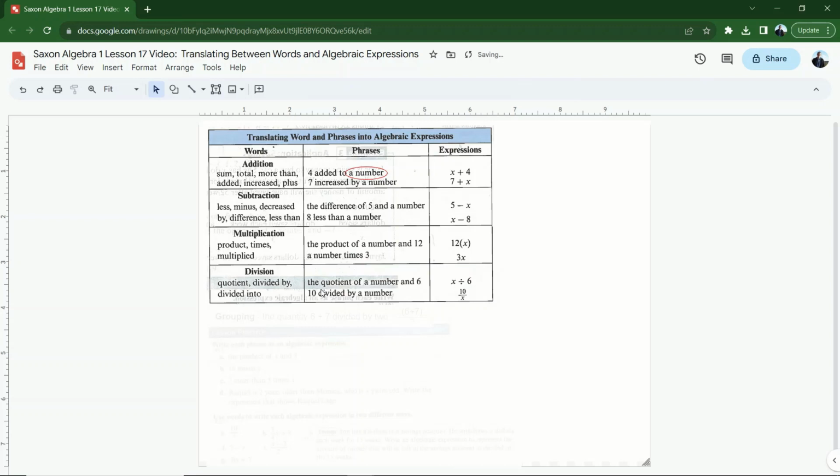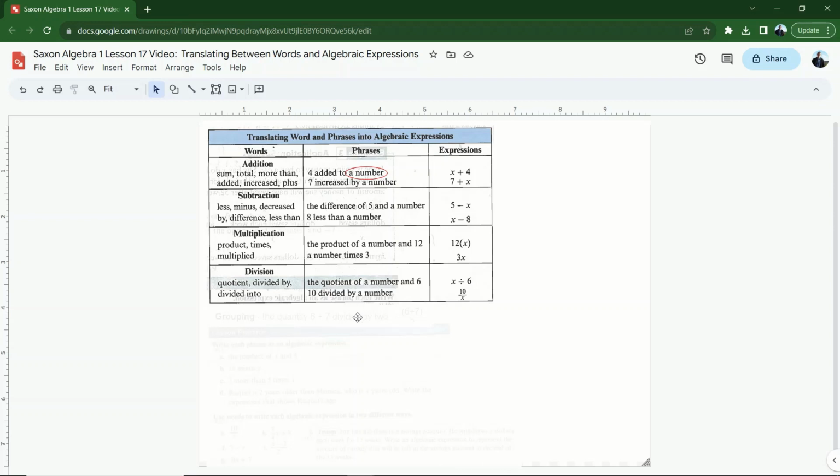Division, though, is not commutative, so we have to pay attention to order again. The quotient of a number and 6 is just like the difference of 5 and a number. When we say the quotient, we list the first number first and the second number second. In this case, the variable is first. A number goes first as x divided by 6. However, if we say 10 divided by a number, the order gets flipped. You can kind of picture what's being stated there. We're taking 10 and dividing it by a number, 10 over x.